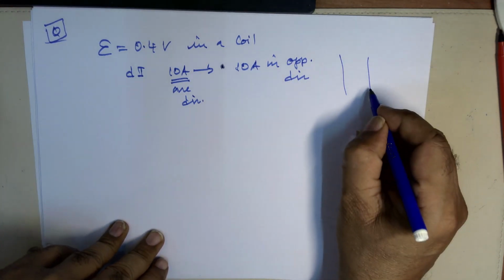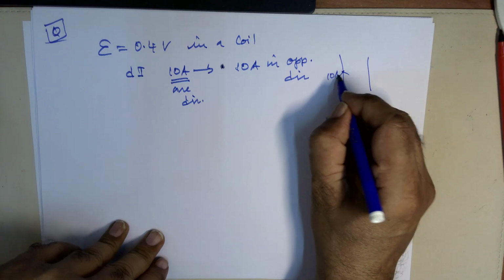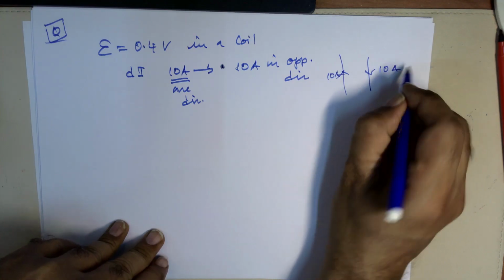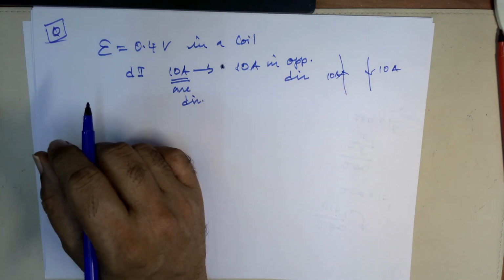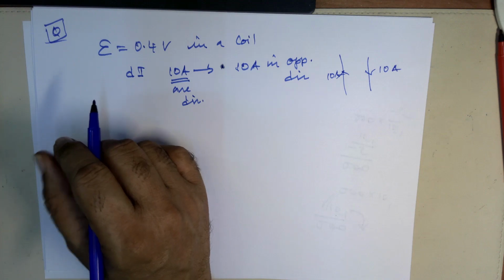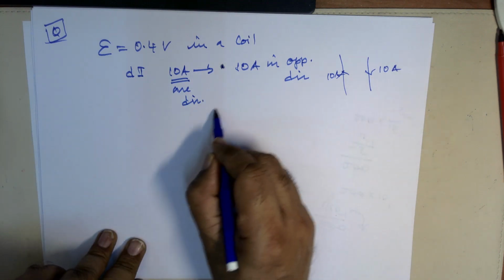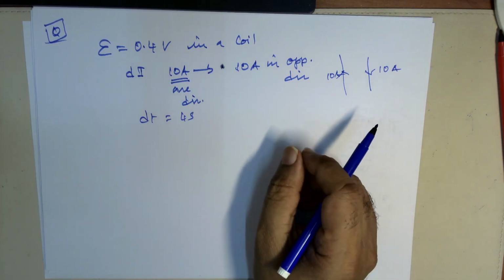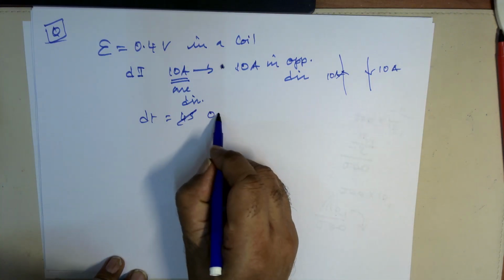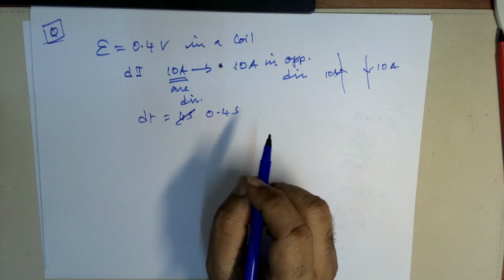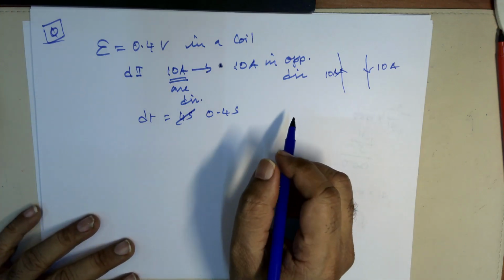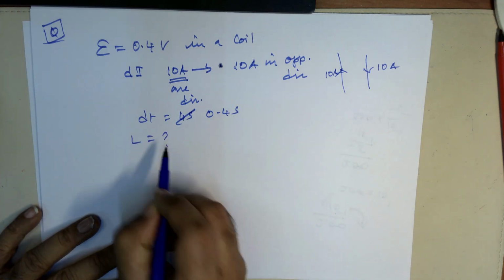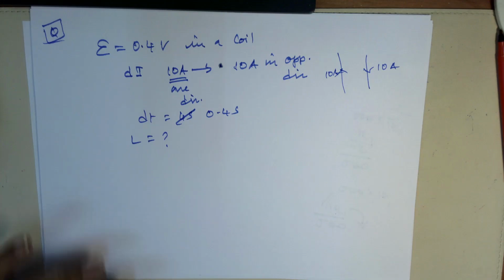So it goes like this. Here 10 ampere, it goes in this way 10 ampere. In opposite direction. And that too it happens in 4 seconds. Not 4 seconds, 0.4 seconds. Find the coefficient of self-inductance of the coil.